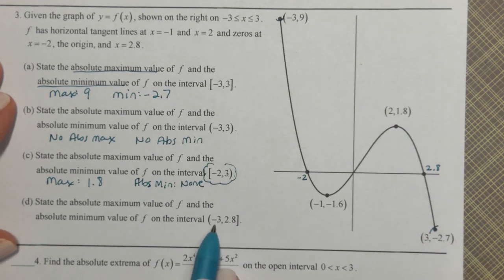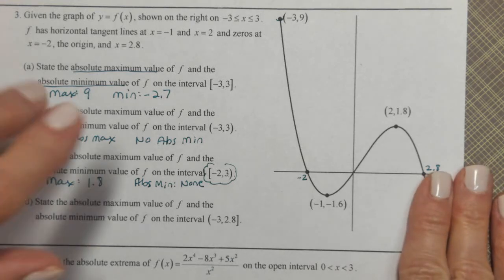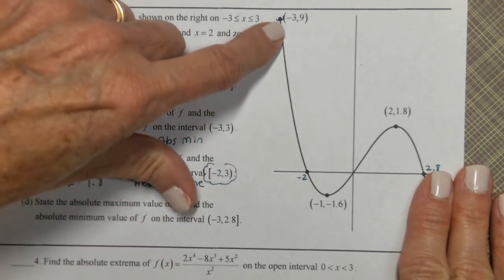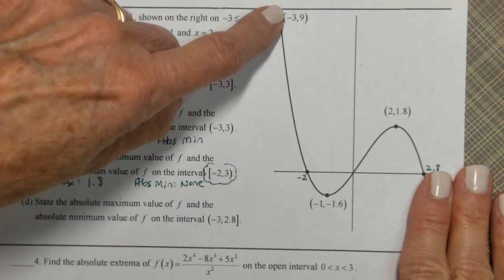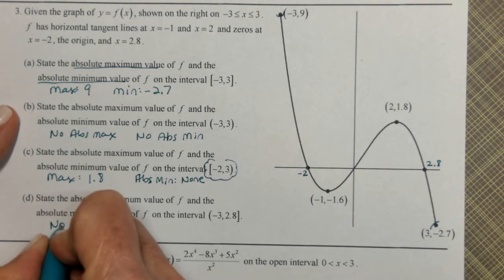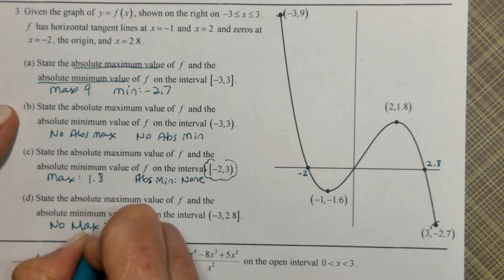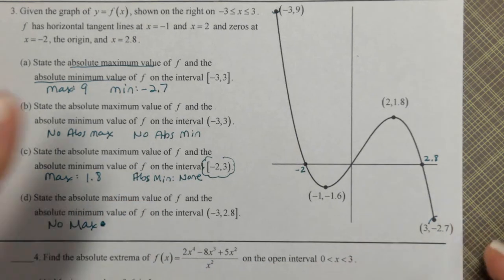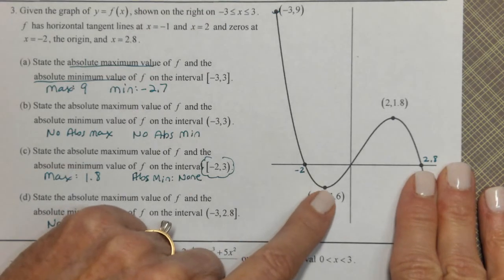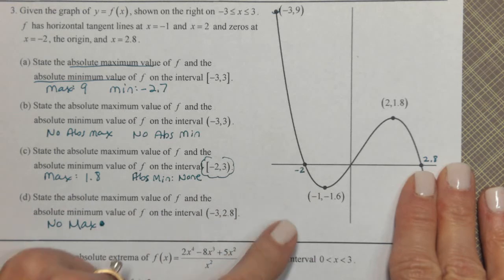Okay, what about open interval on the -3, closed interval on 2.8? So this time we're ignoring this part. It's open on this one. So the absolute max would have been 9, but it never reaches it. So no absolute max. Okay, the absolute minimum value would be this -1.6.